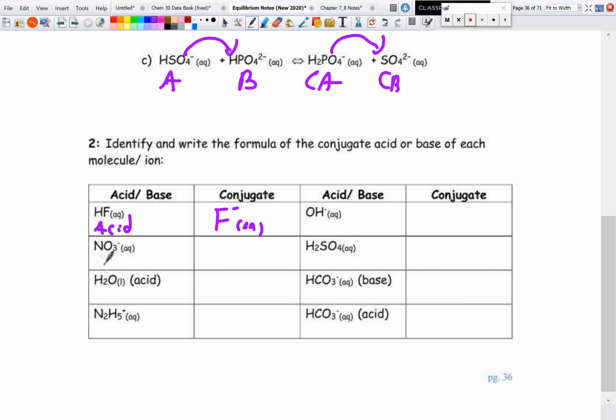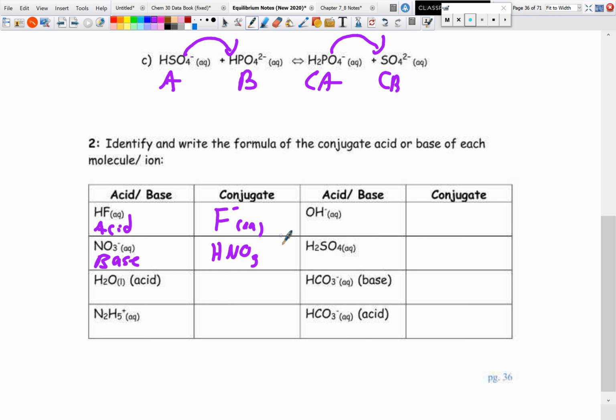The same thing, NO3 minus, we'll notice that there is no hydrogen here, so it cannot act as an acid. However, it can act as a base. So that means the conjugate acid is going to look like this. You'll notice that negative charge disappears, and it's just HNO3. So just be careful about how everything is going to look and where the charges go.